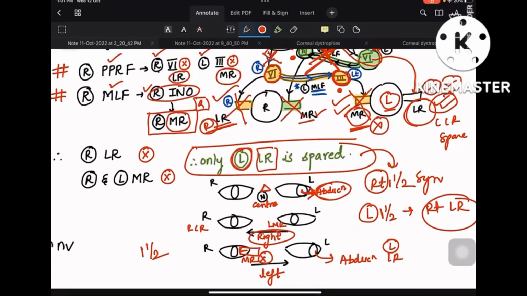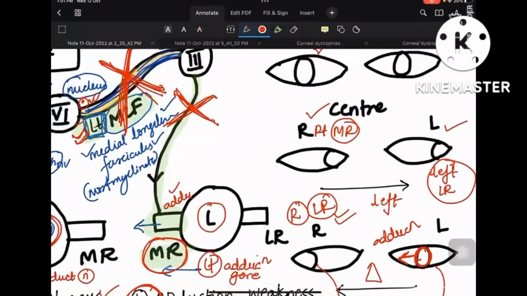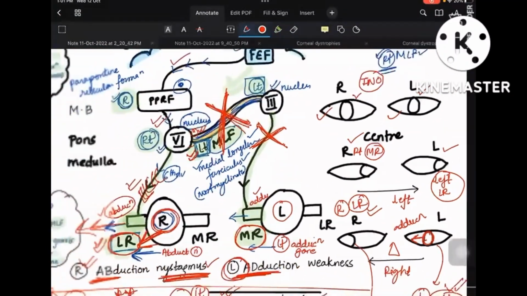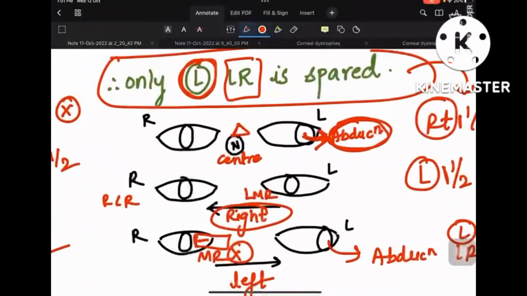When you ask the patient to look at the center, one of the eyes will be in the abducted position in 1.5 syndrome, whereas when you ask the patient to look at the center in an INO patient, they will be in the normal position only. Now when you ask the patient to look towards the right side, the eye is staying still, it is not moving. That itself should tell you that the lesion is towards the right side. So they are talking about right 1.5 syndrome.